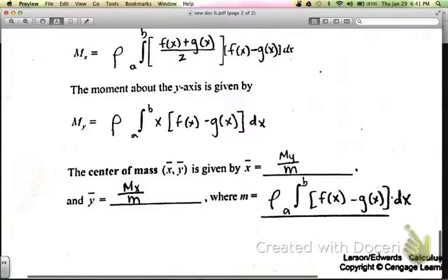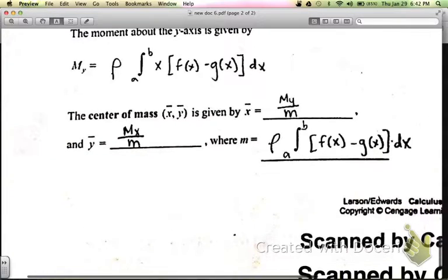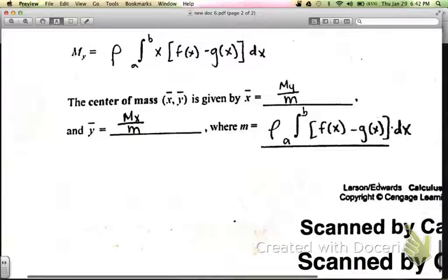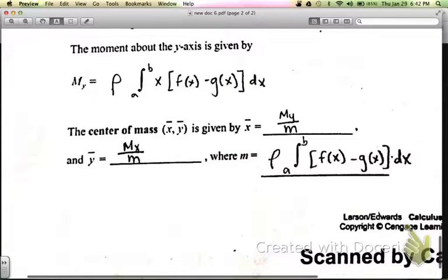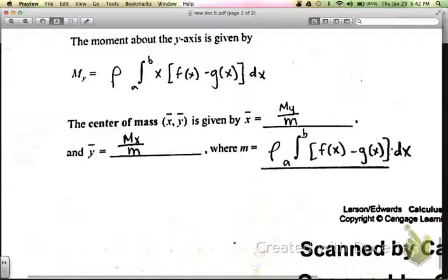All right, so the center of mass (x bar, y bar) is given by x bar equals My over m, just like in the last one, and y bar equals Mx over m, just like in the last couple examples. And here's what m is equal to now. So it's not a summation of simple numbers anymore. Now it's actually an integral. And it looks very, very similar to the moment about the y-axis. The only thing is that it doesn't have that x in front of it. So write down those formulas. We'll do a few examples with this one.